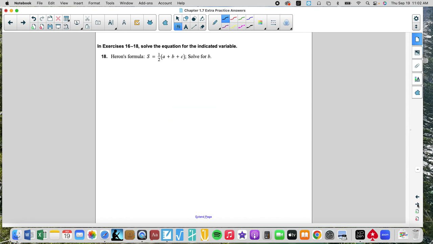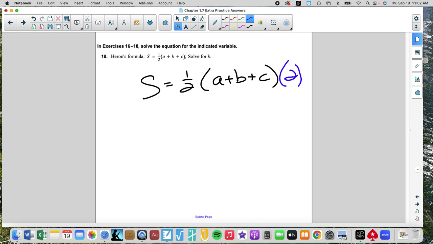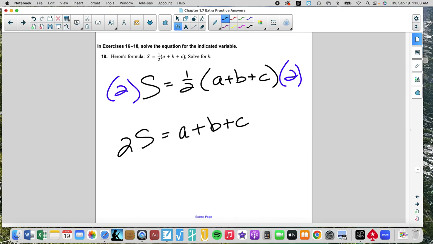These are common formulas. Solve for B. Can't get to B because... Chewbacca. Yes, I can't get to that. So I have 1/2 times the quantity A plus B plus C. So I got to get rid of that 1/2 by multiplying by 2, by the reciprocal. I'm not going to divide by 1/2. That's lazy math. 2s equals the 1/2 and 2 cancel each other. You're left with A plus B plus C.